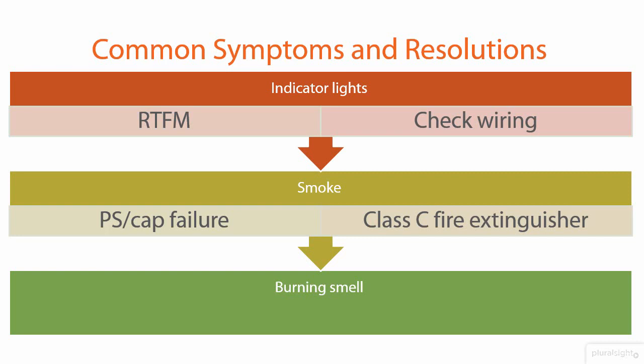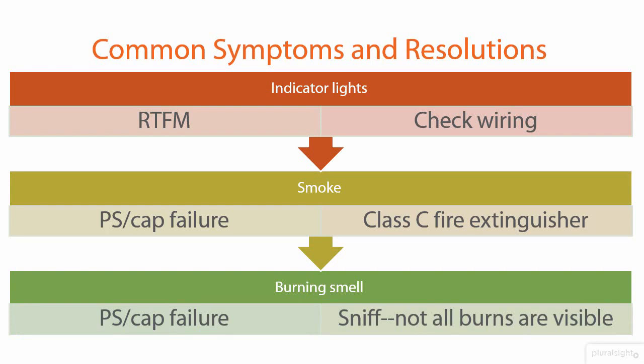That's a reminder that as a PC technician, you should always have use of or have possession of a Class C fire extinguisher. Fire extinguishers have various classes depending upon the types of fires that they're designed to combat. Class C is what you want to remember for electrical fires. Burning smell, again, is probably a failure in the power supply and or capacitors. You want to do the sniff test and get accustomed to what burning electrical components smell like. That's not something you want to smell in anything outside of a lab environment, but you need to know that not all burns are visible. You may smell burning even though you don't see smoke or any obvious burning on the motherboard.